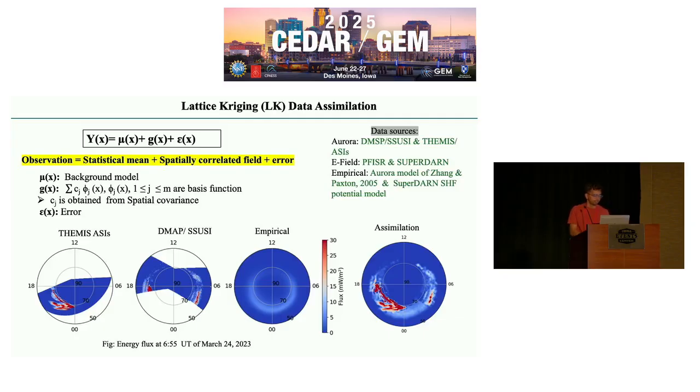Here I have shown an example of how the simulation map looks if we incorporate the observation and the model. This is the energy flux at 6:55 UT of March 24, 2023. For the work I am presenting today, I use the observation of aurora from the DMSP SSUSI and THEMIS all-sky imagers. As E-field observation, I use Poker Flat and SuperDARN. As empirical models, I use the auroral model by Zhang and Paxton of 2008, and the SuperDARN spherical harmonic fitting potential model.